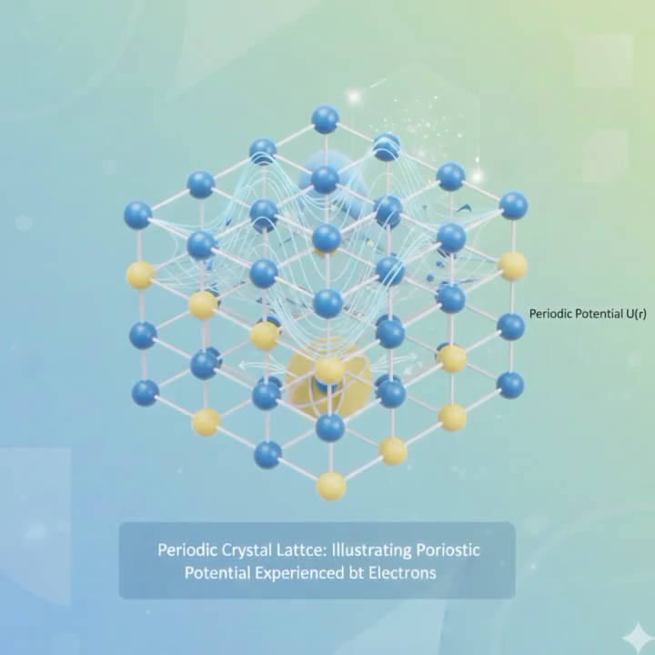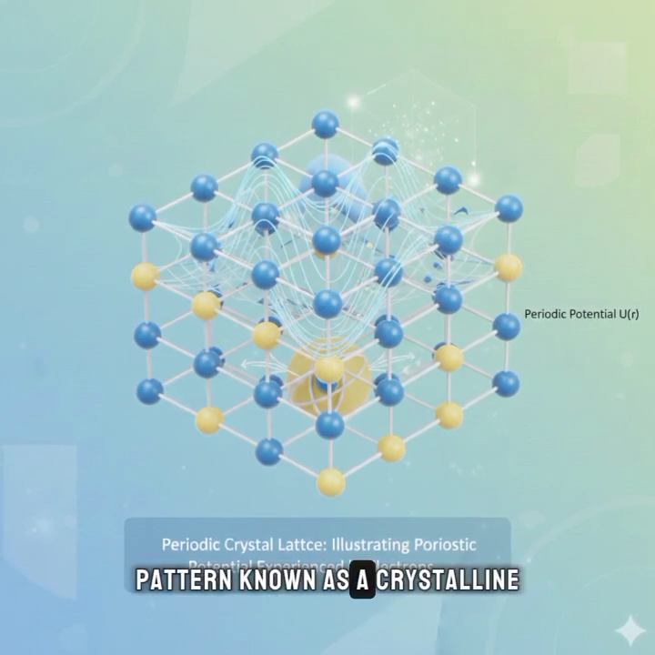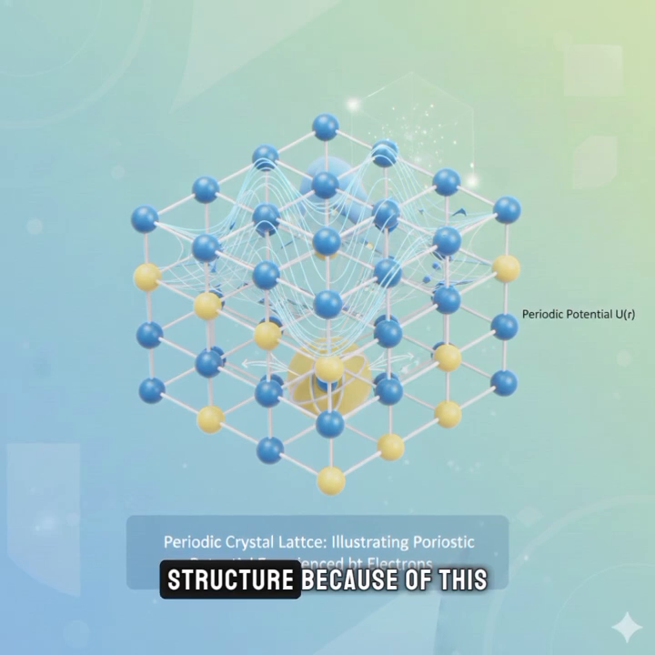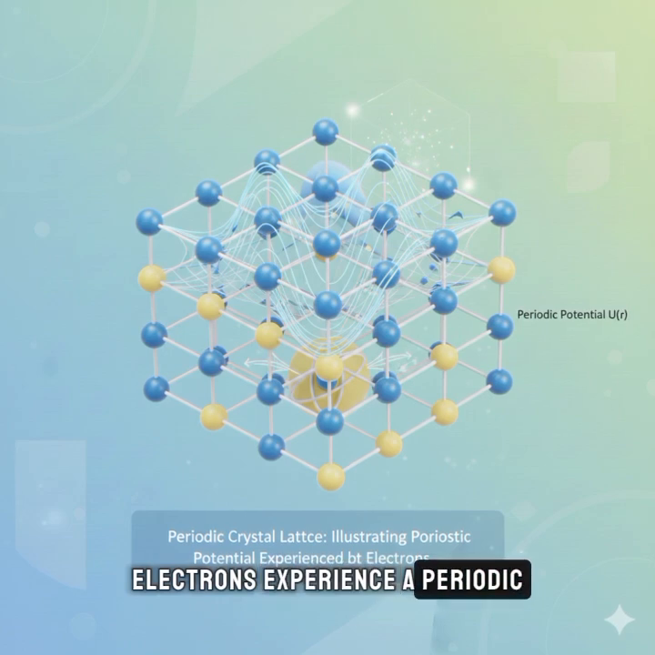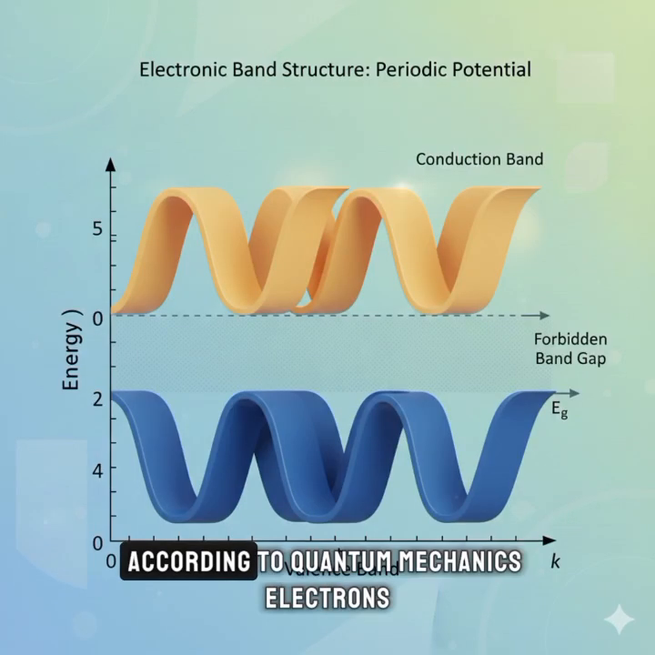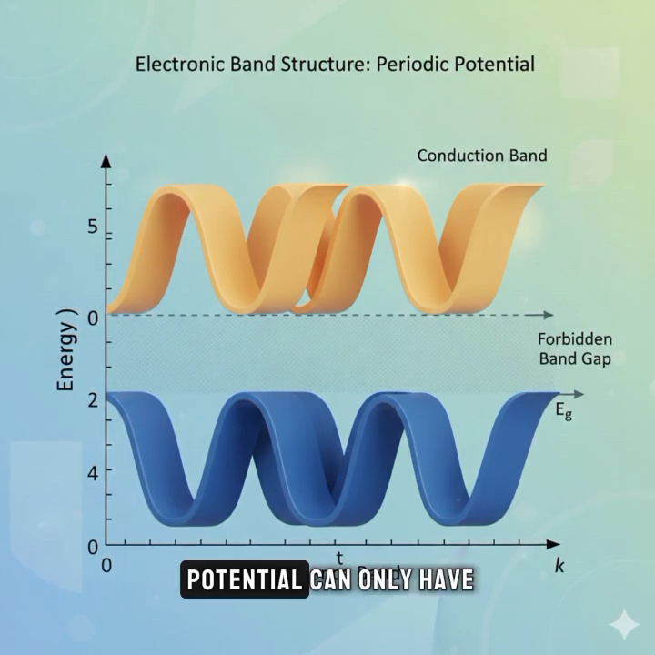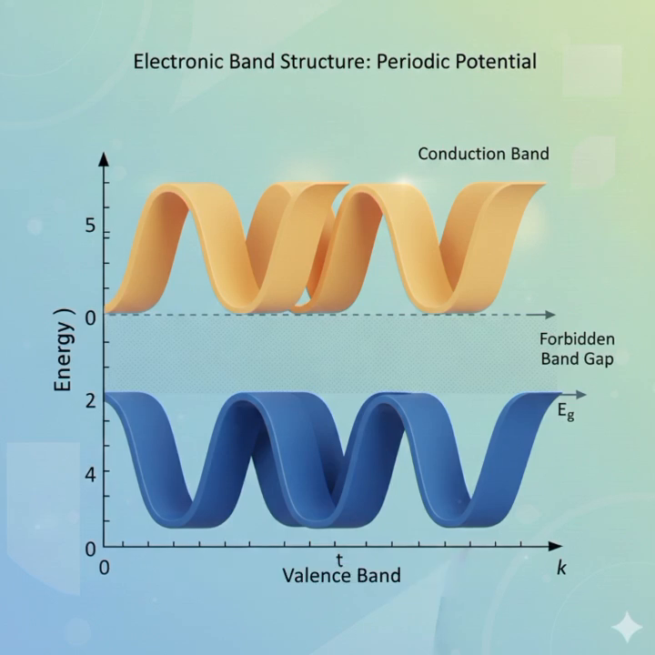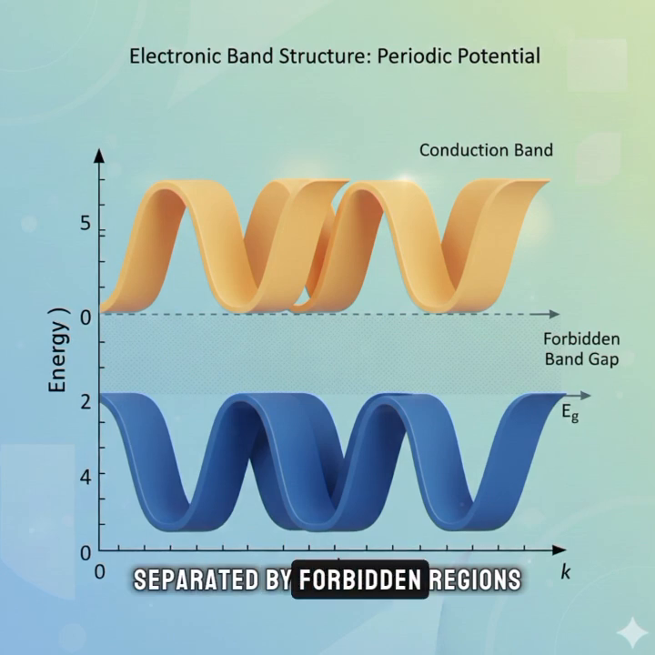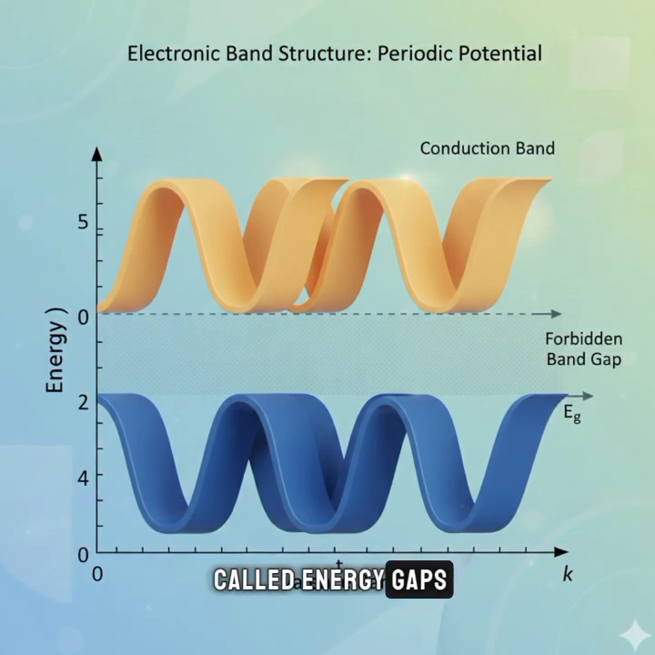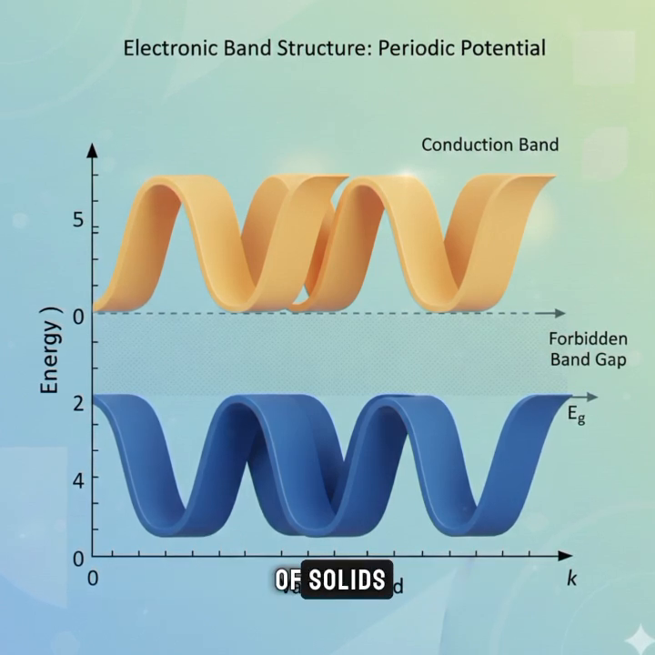In solids, a very large number of atoms are arranged in a regular repeating pattern known as a crystalline structure. Because of this periodic arrangement, electrons experience a periodic potential inside the solid. According to quantum mechanics, electrons in such a periodic potential can only have certain allowed energies. These allowed energies form energy bands, separated by forbidden regions called energy gaps. The existence of these energy bands explains the electrical properties of solids.